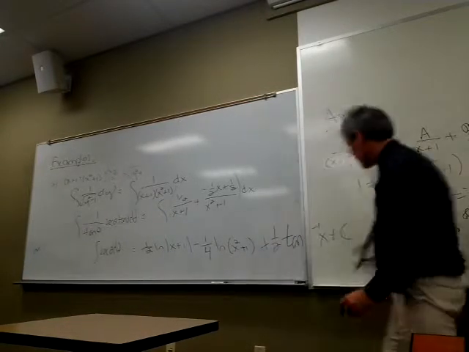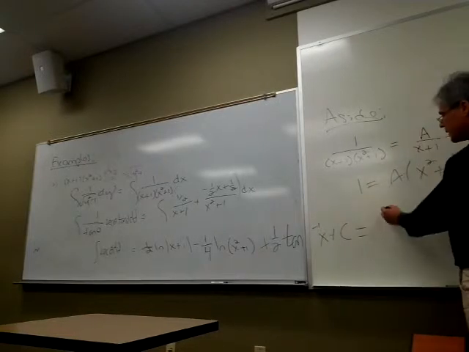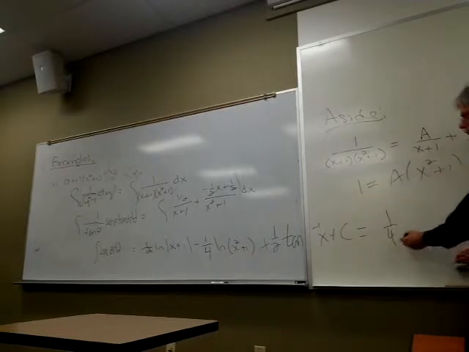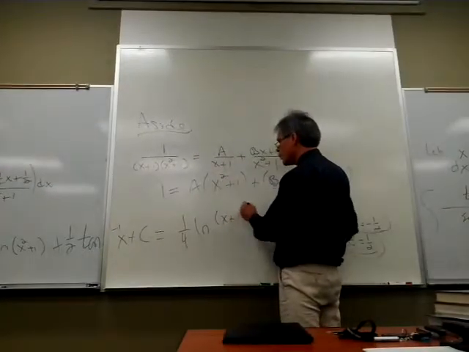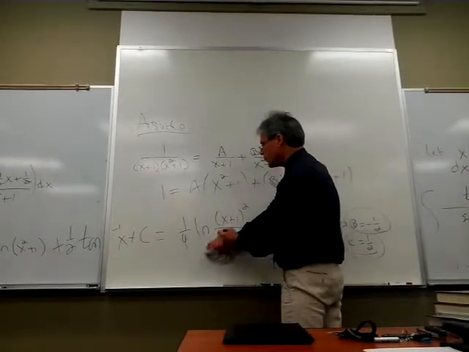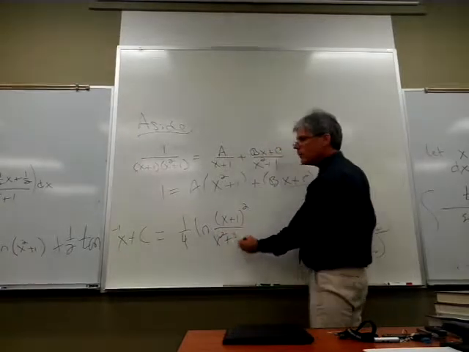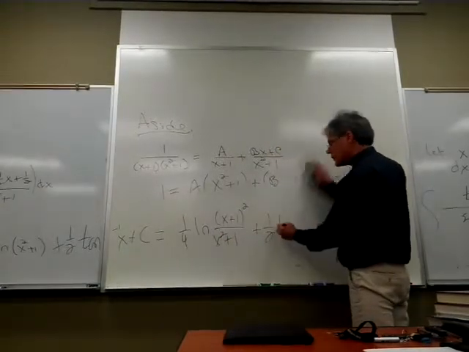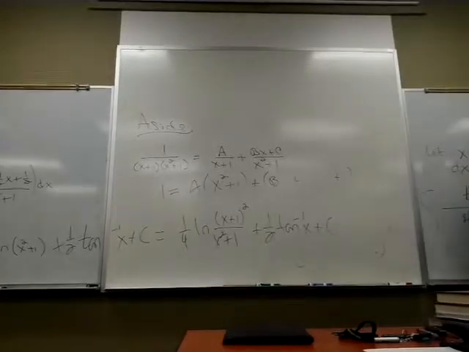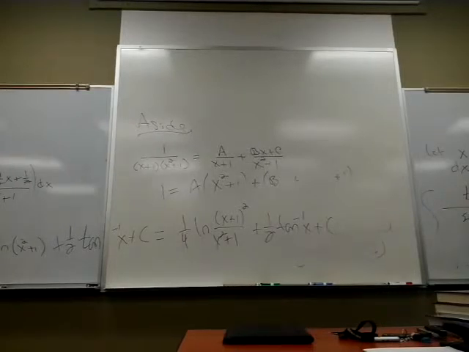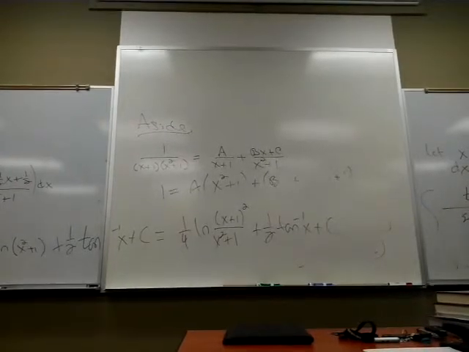Or shall we say more concisely, this is nothing more than, I don't know, is that a 1/4? The natural log of x plus 1 squared over x squared plus 1, plus my 1/2 inverse tangent of x, plus. Anybody? Help me. Yes, no?